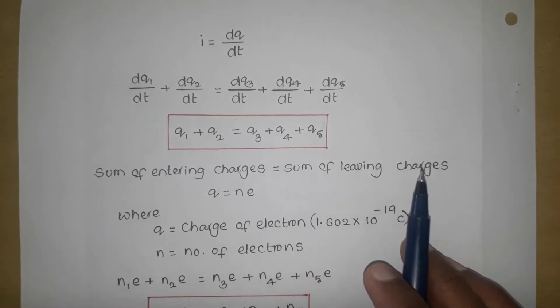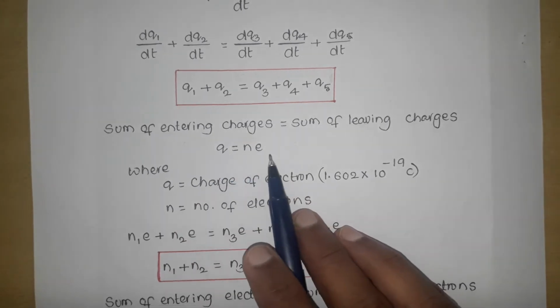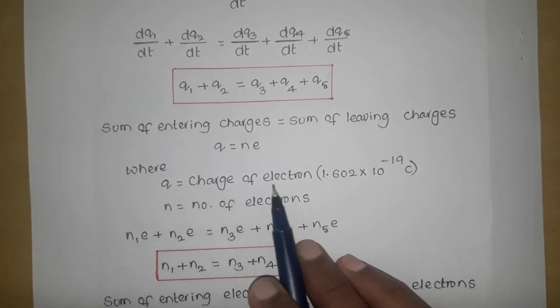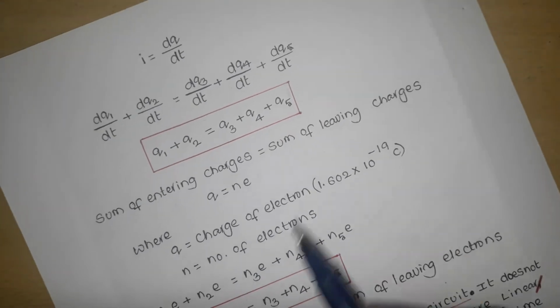In a similar manner, q can be written as n times e, the number of electrons times the charge of an electron, where e is the charge of an electron.